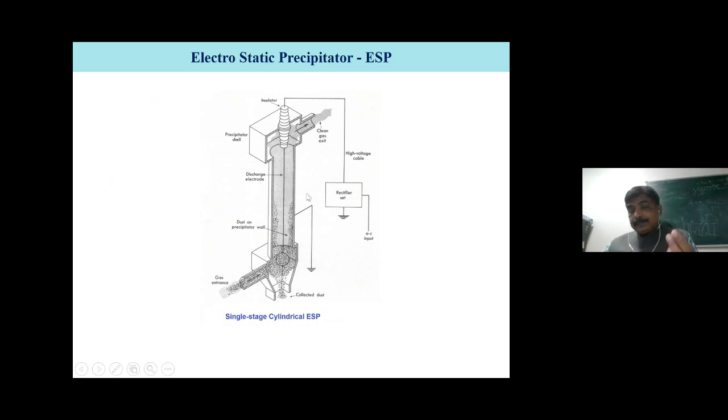This is an example of a cylindrical ESP. This is not actually a power plant ESP, but it is to explain to you how an ESP actually works. Here you can see a cross-section, a cut view of a plant. You can see the gas enters from this lower part. It goes like this, moves up, and clean gas moves out. Particles get collected here, which are then dropped down and brought out.